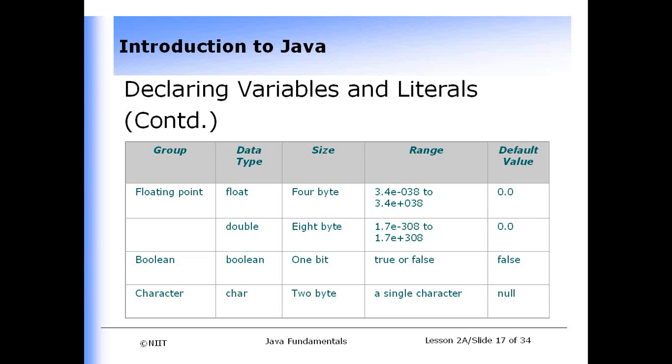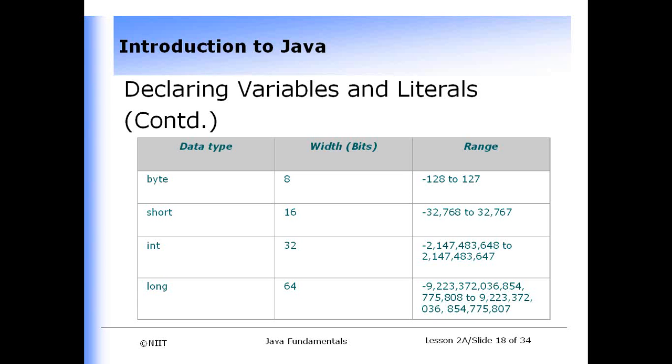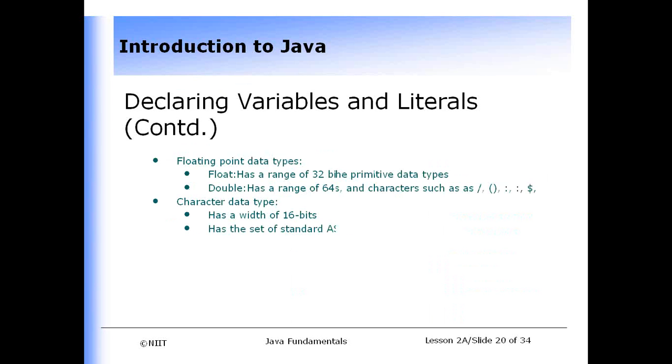Next, in the float data types we have float, double, boolean, character. These are the different floating types we have. These are all numeric types with respect to this. And next we have the character data type, which holds only one character at a time.